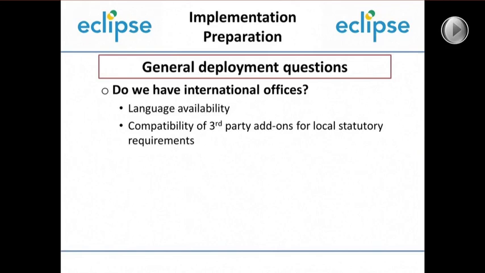Do we have other third-party add-ons, banking tools, bank reconciliation, payment tools? We maybe have some things for local statutory requirements, withholding tax in Argentina. Maybe there's some things in the Italian office for the monthly returns that need to be addressed. Are they compatible with Infor10? So these are things to be considered if you have international offices.